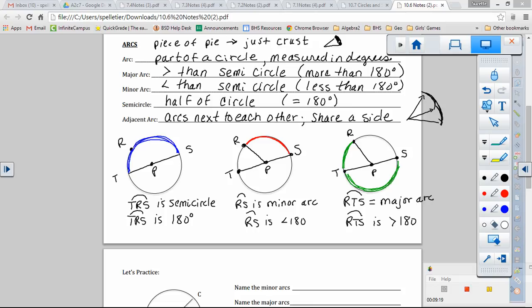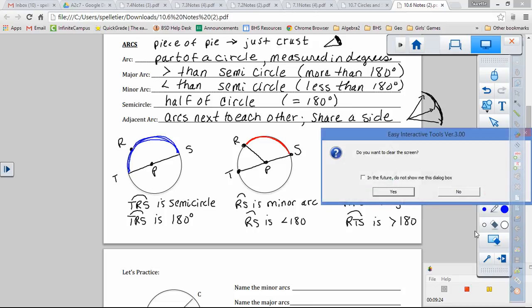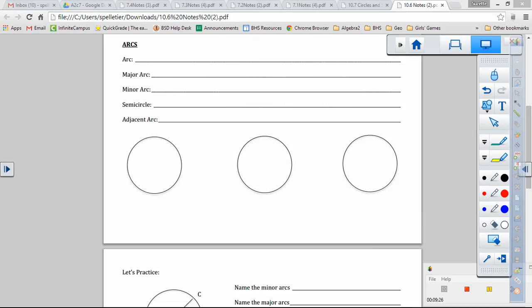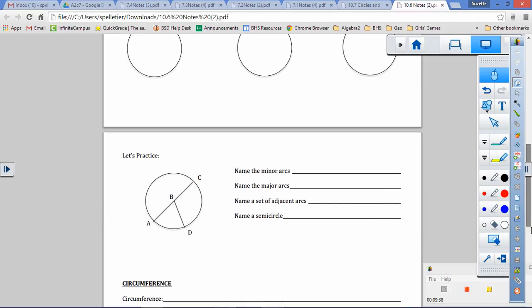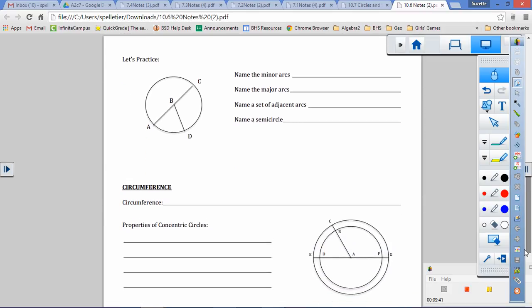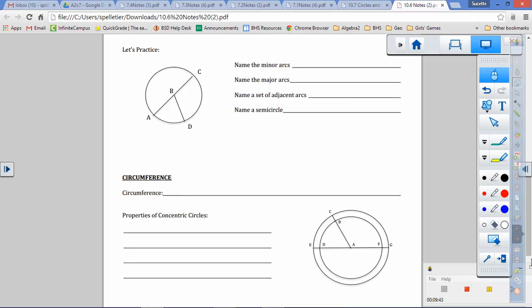Okay? So let's flip the page. Let's go to the next page. And I'm going to ask you to just pause the video for a moment. It's already labeled for you. Sorry. So I want you to look at those practice questions. Name the minor arcs, the major arcs, name a set of adjacent arcs, and name a semicircle. So you can pause the video for a moment, give those ones a try, and then go ahead and play the video to get the answers.